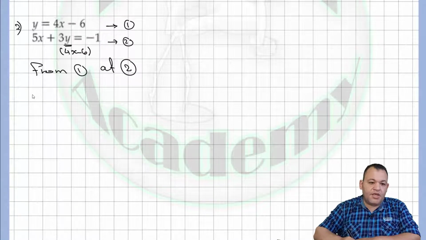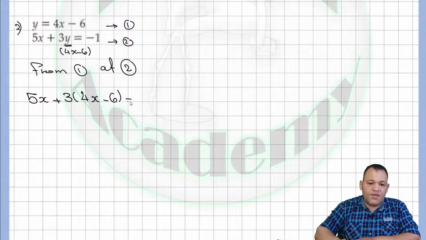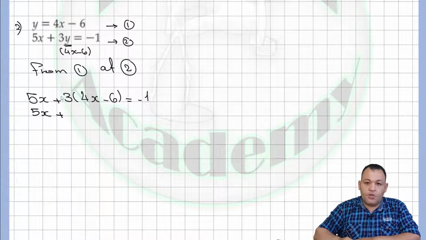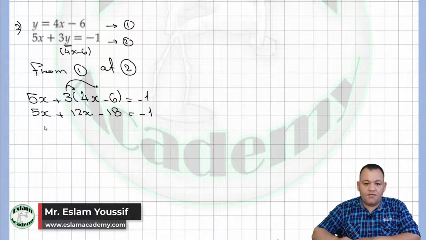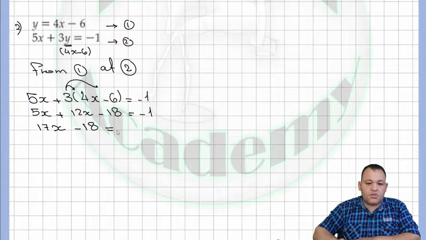Now we can rewrite the equation. So 5x plus 3 multiplied by 4x minus 6, all of that equals negative 1. Now by solving the equation, we can write 5x plus, using the distributive property, 3 times 4x equals 12x, and 3 multiplied by negative 6 equals negative 18, all of that equals negative 1. Now 5x and 12x equals 17x, minus 18 equals negative 1.